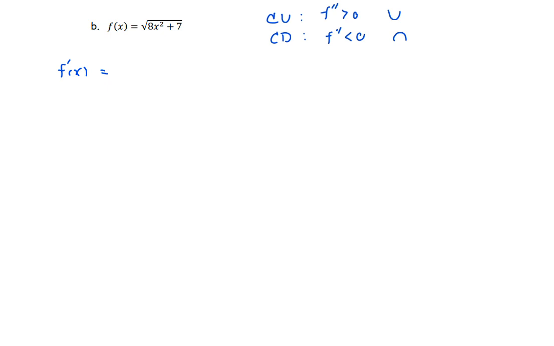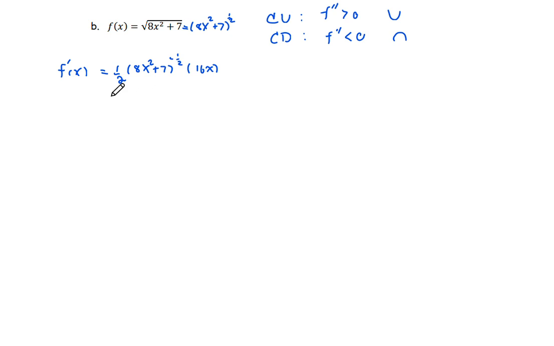When you find the first derivative, make sure the function is in the form of a power function, so then we can apply the chain rule or the general power rule. So f prime is 1/2 the quantity 8x squared plus 7 to the power negative 1/2, multiplied by the derivative of 8x squared plus 7, which is 16x.